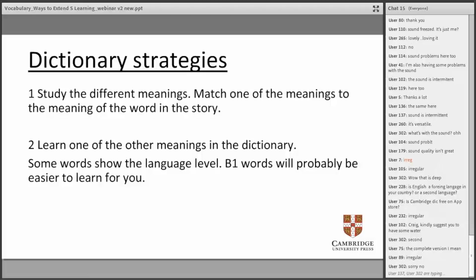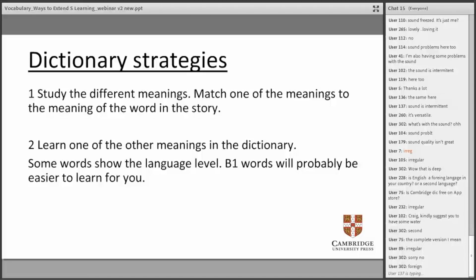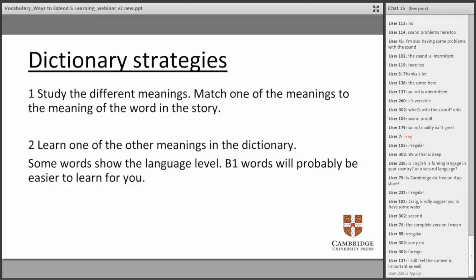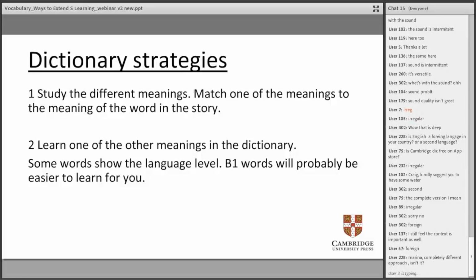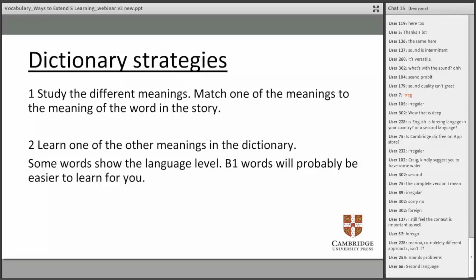So those were some activities that I did in class. Then I gave students this handout at the end of the lesson. This is something that they could take home with them, so that when they were doing their reading, they could refer to this worksheet and follow these suggestions to try to notice vocabulary more effectively. If there was a word that they noticed and wanted to find out more about, I suggested that they study the different meanings and match one of the meanings to the meaning of the word in the story that they were reading.